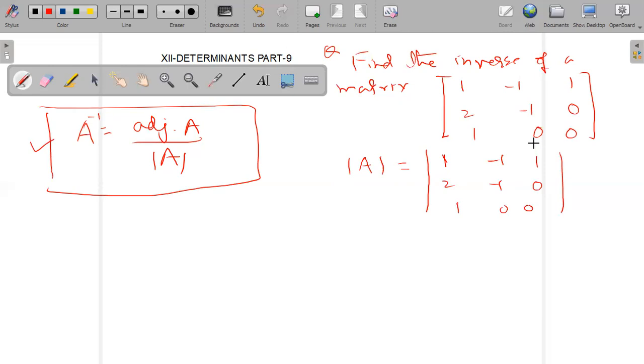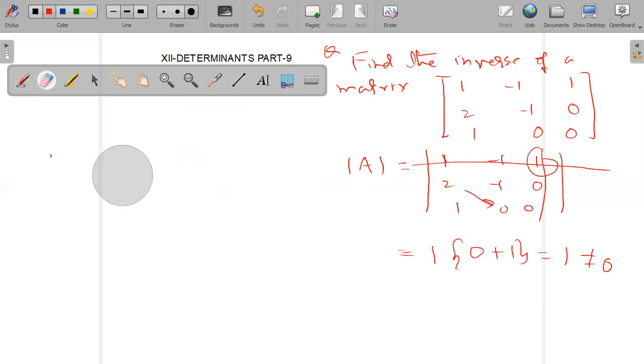We can expand along the third column, C3, because it has 1 0 0. So 1 is positive. We take this 1, and this 1 is deleted along with its row and column. What is left is 2 into 0 0, minus minus plus 1 1, so 1 into 1 1. So you get the value of the determinant as 1, which should not be equal to 0. It is compulsory. If it comes 0, we cannot find the inverse. Okay, now we will find the adjoint.